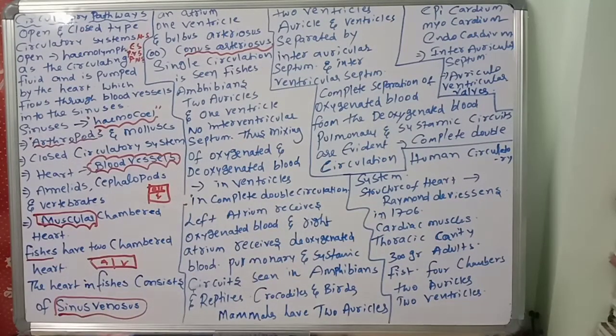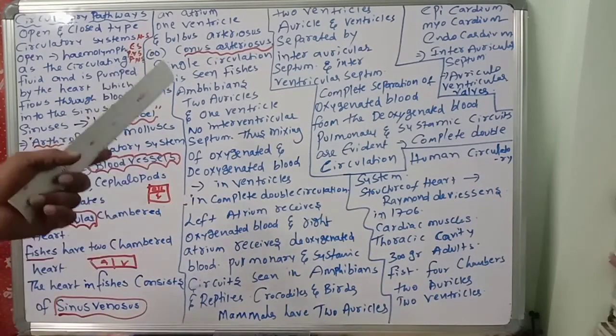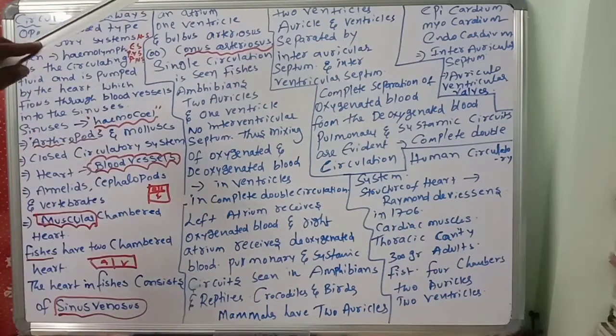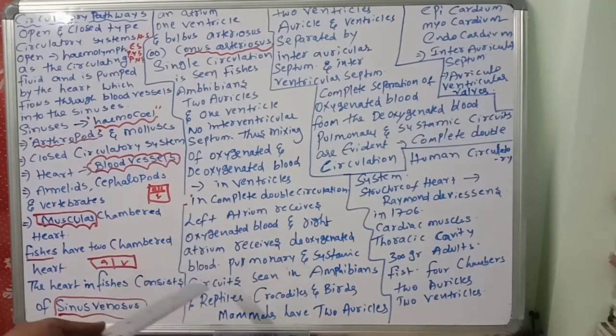Next, closed type of circulatory system. What do you call it? Closed type of circulatory system. We will see it in fishes, annelids, cephalopods and vertebrates. Why? Because the blood will flow in blood vessels like arteries and veins. The fishes have a two-chambered heart and additional chambers like sinus venosus and conus arteriosus. Single circuit circulation will be there, and incomplete double circulation will be there in the frog. Why? Because mixed blood is going on.